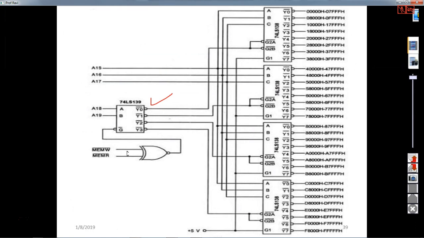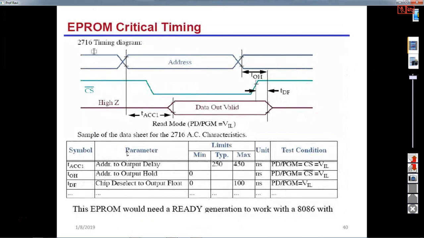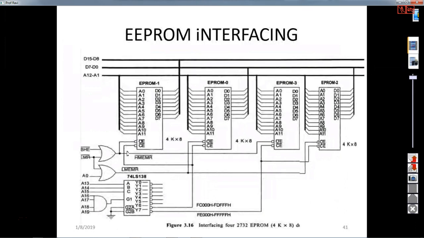Now coming to the EEPROM, the 2716 IC is an EEPROM. EEPROM interfacing will be the same, but the only difference is that you will not have any writing into the EEPROM. You can only read. So it has output enable, chip select, address lines and data lines. Only write enable will not be there and everything else will be the same. The lower byte can be selected with A0 and the higher byte can be selected with BHE. For memory read and memory write, in this case you have to generate only one control signal, that is memory read.